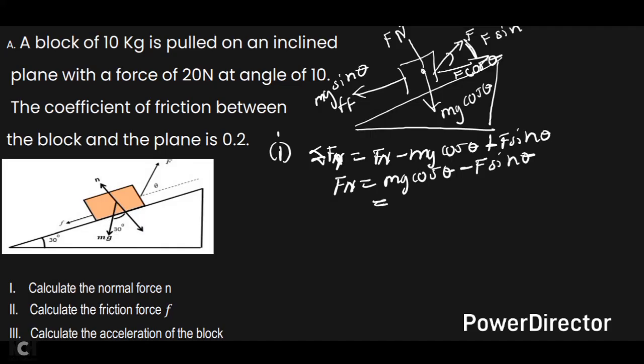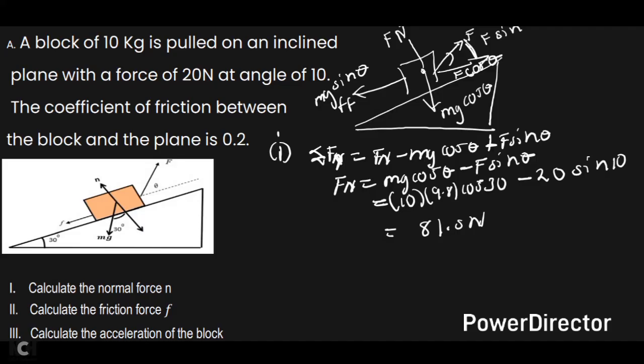So what is the mass in this situation? The mass we had is 10 kg, 9.81, then the angle is 30, minus, what's the force applied in this situation? That is 20 there, sin, supposed to be sin what? Yes, sin 10. Then what is the answer in that situation? The answer will be 81.5 newtons. That's the answer.